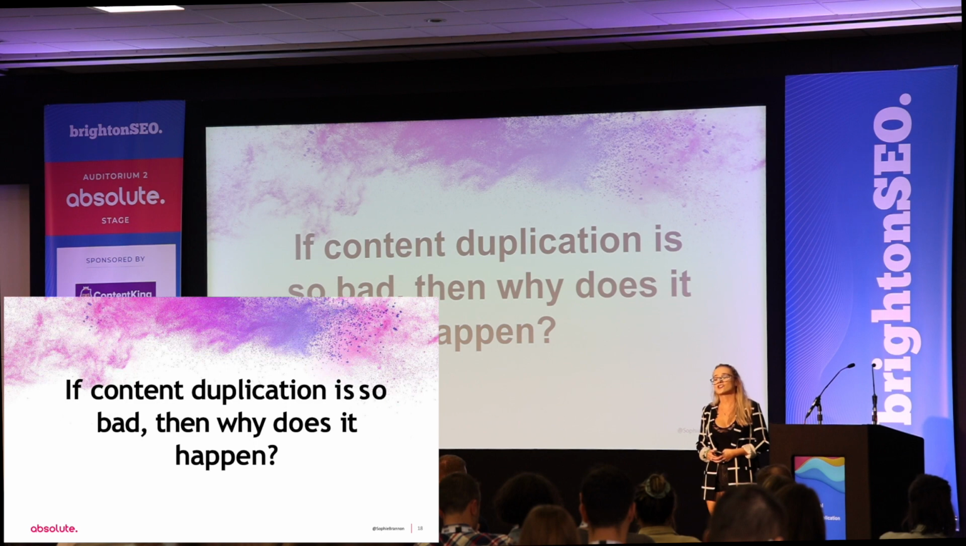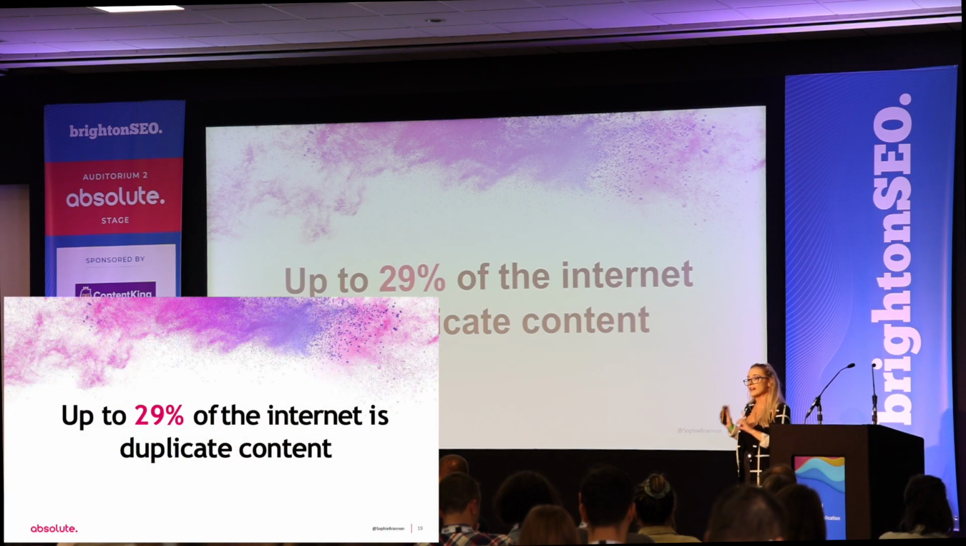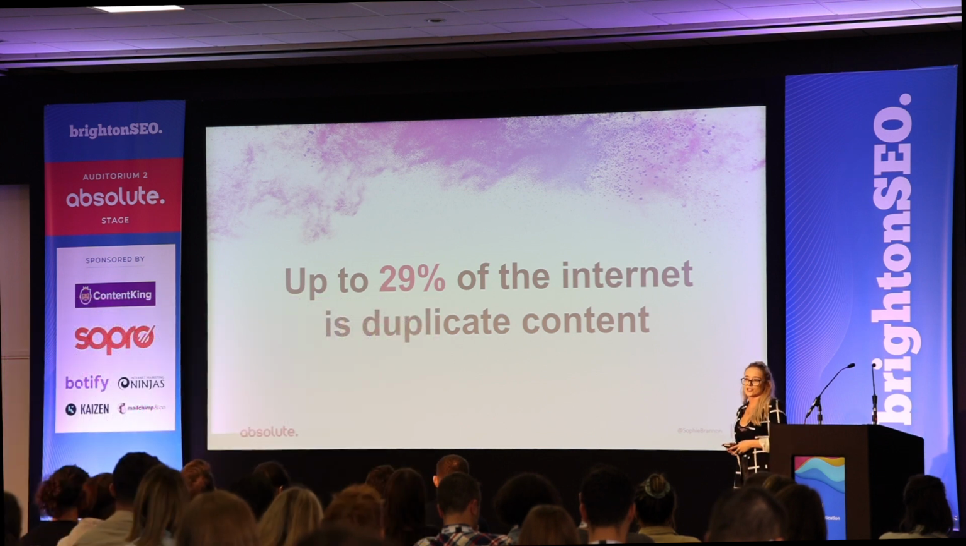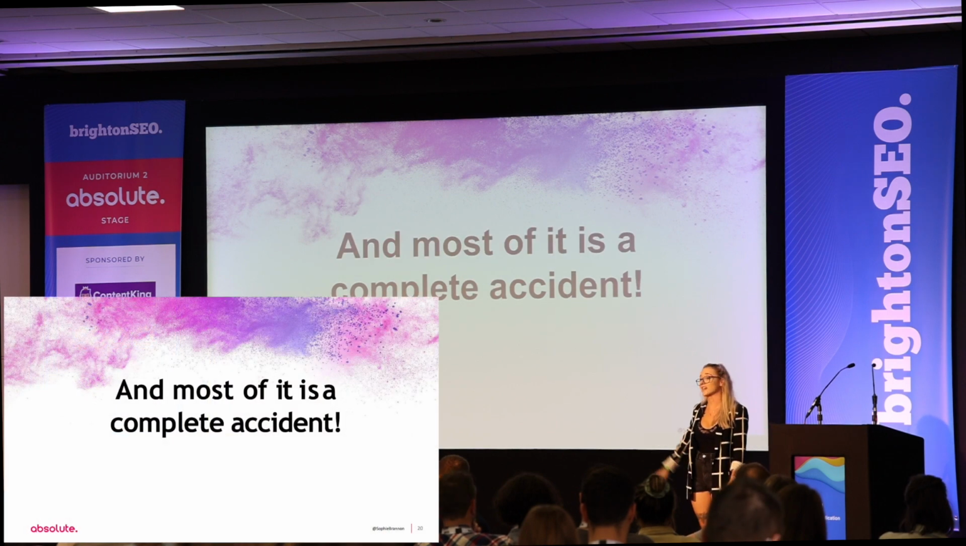But if content duplication is so bad, then why does it happen? There are estimates that actually 29% of the internet is duplicate content. So with that much, why? Why does it happen? Most of it's actually a complete accident.